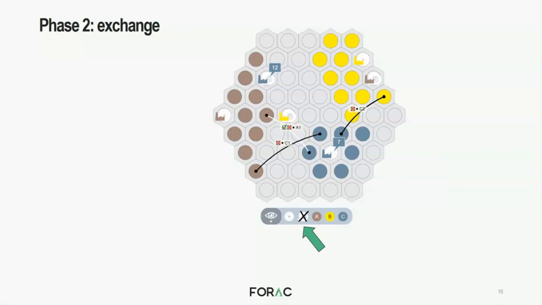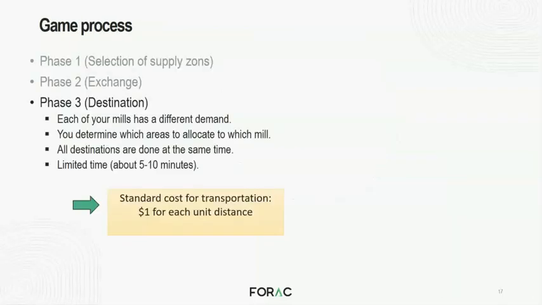There may be many swap proposals. It is therefore possible to view, for example, proposals only for one assortment. Phase 3 is to make tactical destination planning for your own company. Each of your mills has a specific demand. Given your supply zones, you must decide which zones are allocated or destinated to each mill.